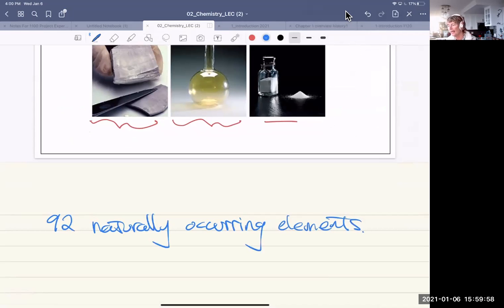And of course, if you're not too familiar with chemistry, or if you feel like reviewing, it's always good to take notes. And each element has a unique symbol.